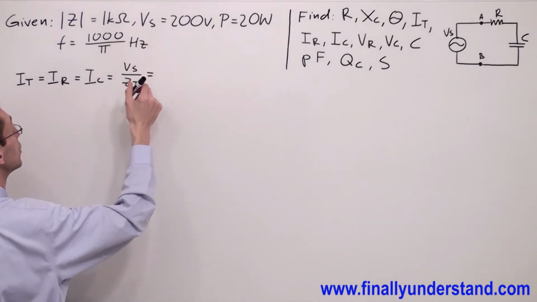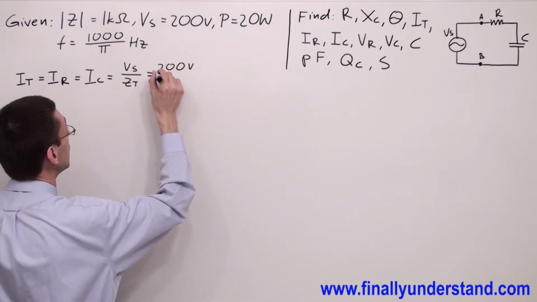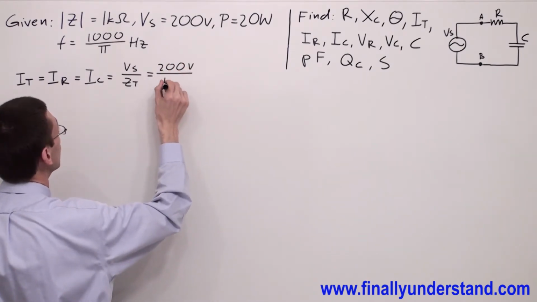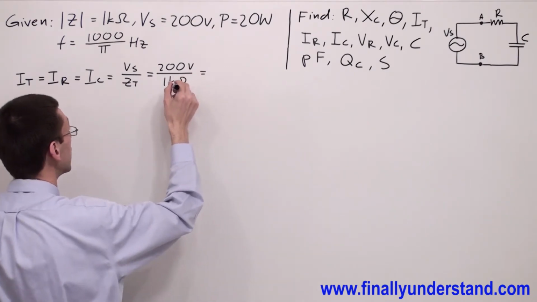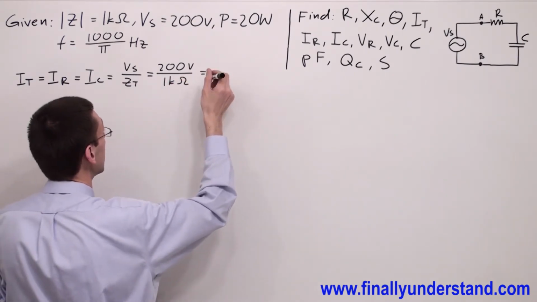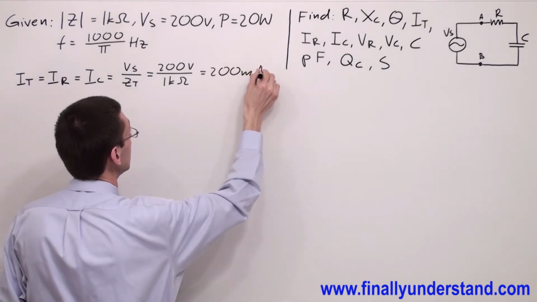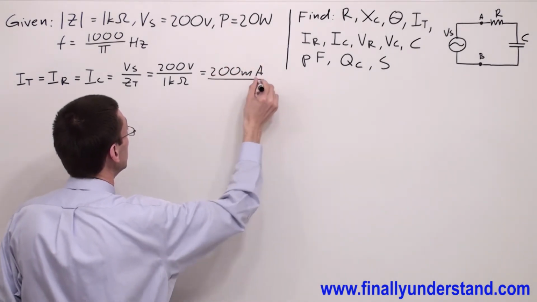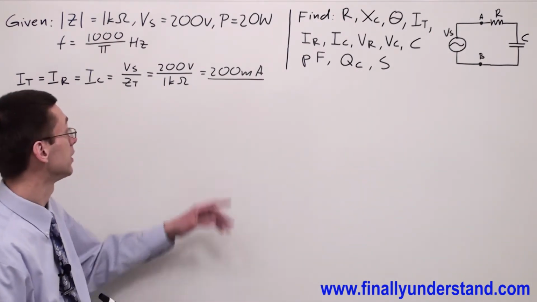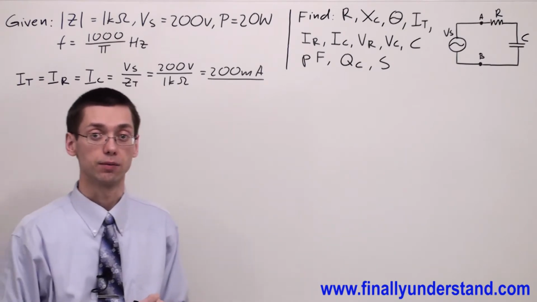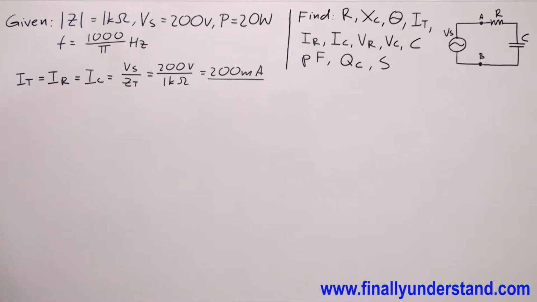Voltage source is equal to 200 volts and Z total is equal to 1 kilo ohm. 200 volts divided by 1 kilo ohm is equal to 200 milliamps. This is my total current, but please notice that this current is missing the angle. We are going to find the angle later on.